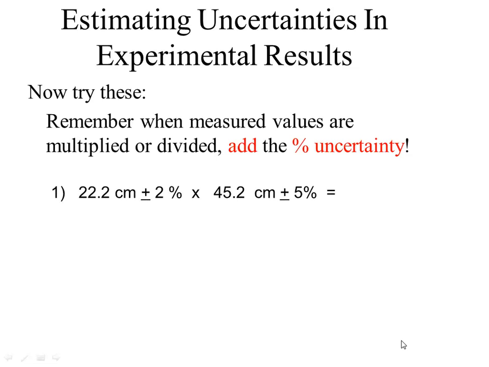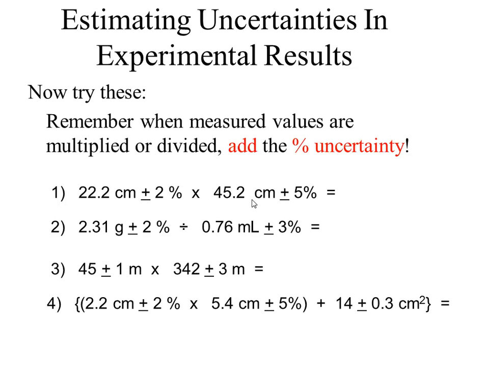So for instance, if I have 22.2 centimeters plus or minus 2%, I'm multiplying by 45.2 centimeters plus or minus 5%. I want to get, so why don't you guys try that first one there? Work as a group quickly. See what you guys come up with. So let's move on.